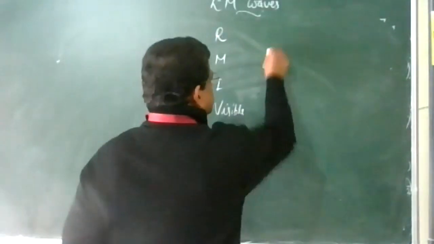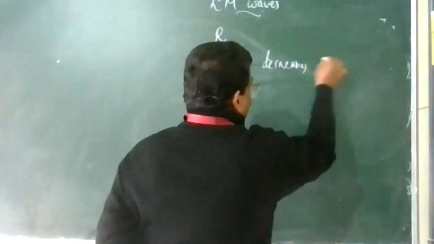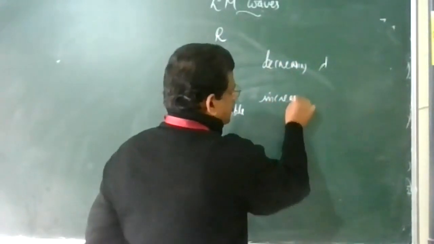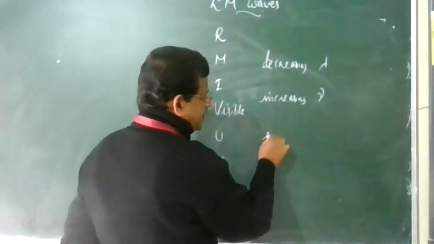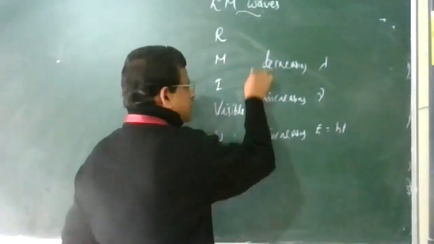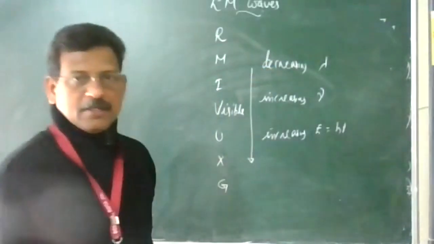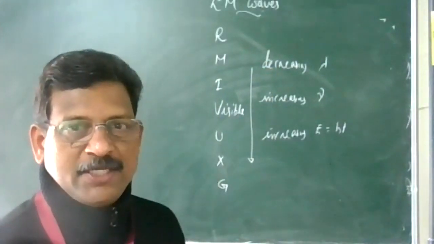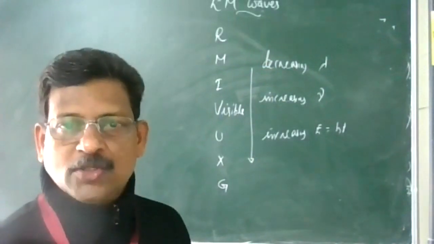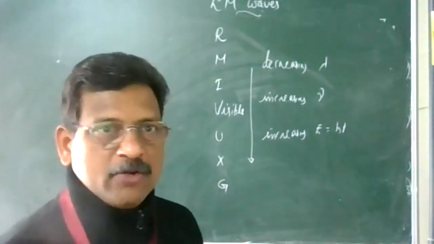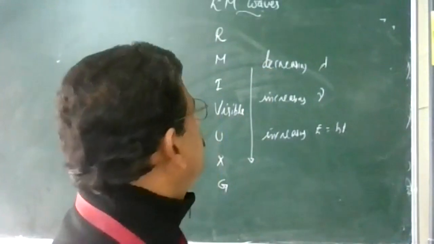Decreasing order of wavelength means it is increasing order of frequency. Increasing order of frequency means it is an increasing order of energy, E equal to h nu. So when you are traveling from top to bottom in this series, radio waves, micro, infrared, visible, UV, X-rays, gamma rays, you are going in the direction of decreasing wavelength. So frequency is increasing, and energy is also increasing. And this is very important. We are going through different applications and uses of the different ones.